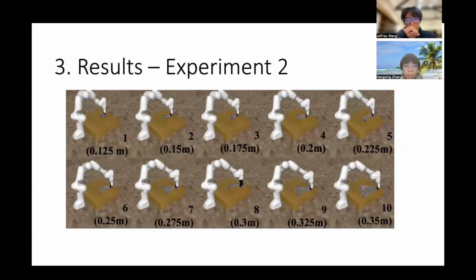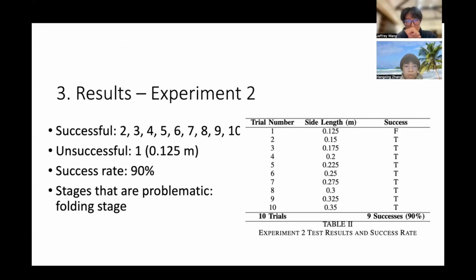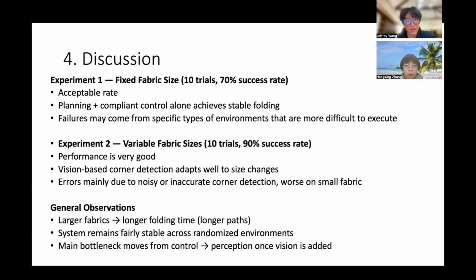In experiment 2, we introduced the vision module and tested 10 different fabric sizes. The results show that 9 out of 10 trials are successful with a 90% success rate. Only the smallest fabric fails due to inaccurate corner detection during folding. These results demonstrate that our vision-based perception integrates well with the planning and control system and generalizes across different fabric sizes. Comparing the 2 experiments, we observed that success rate increases from 70% to 90% after introducing vision. This suggests that under our current setup, the interface between geometric vision and compliant control is both stable and reliable.